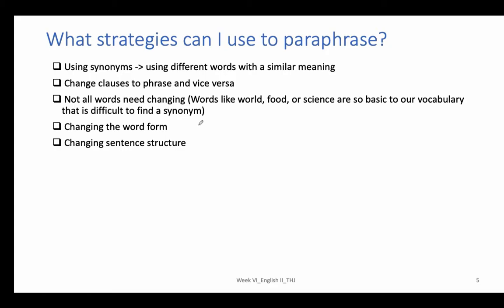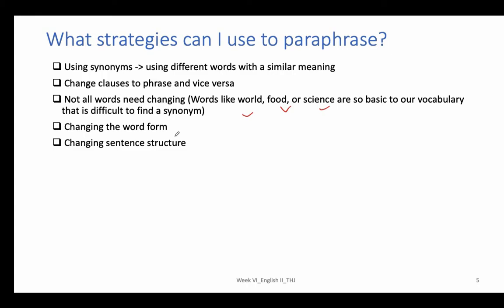Jadi tidak harus semua kata-kata itu kita rubah. So words like world, food, science are so basic to our vocabulary that it is difficult to find a synonym. Jadi biasanya generic words, kata-kata yang general seperti world, food, science ini biasanya sulit dicari sinonim sehingga we can just use these words in our writing, yeah. So without changing it, yeah.